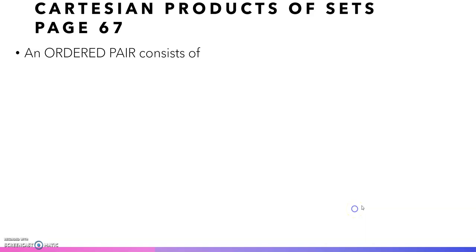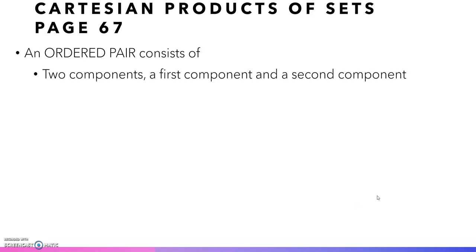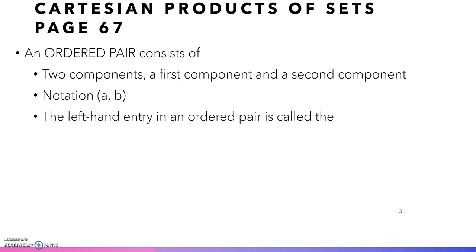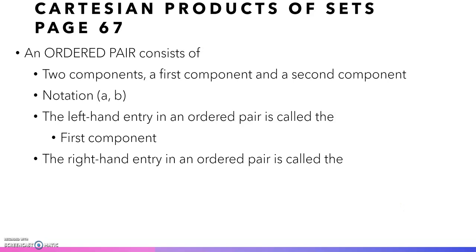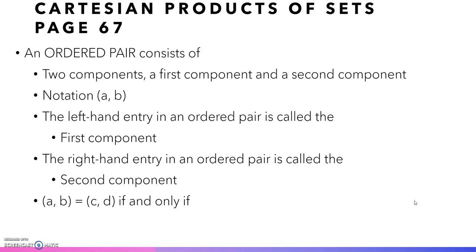Cartesian products of sets. An ordered pair consists of two components, a first component, and a second component. The notation: ordered pairs are written in parentheses, (a, b). The left-hand entry in the ordered pair is called the first component. The right-hand entry in the ordered pair is called the second component. Two ordered pairs are equal, (a, b) equals (c, d), if and only if a equals c and b equals d.